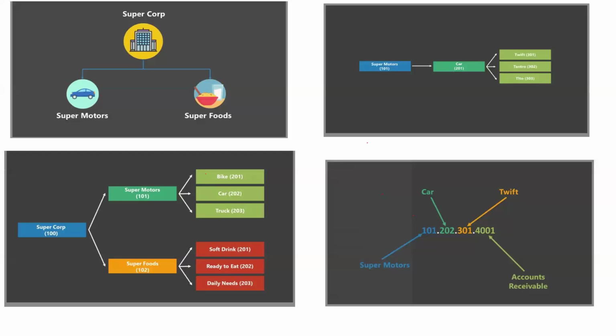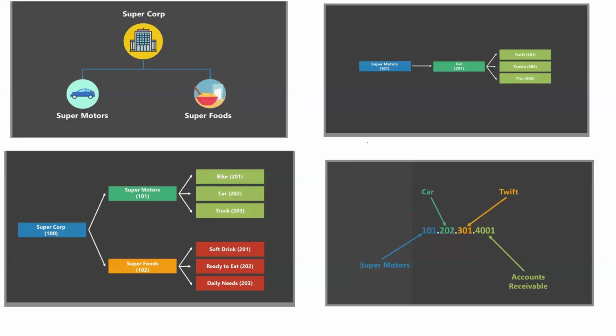At each business level, say the Super Motors level, we have different categories: bike, car, truck. A bike category we recognize as 201, the car category as 202, and trucks as 203. For the food-related company, you can create the same account configuration and account values, but the identification is different: soft drink 201, ready to eat 202, daily needs 203. But here the company is changed. We use the same segments, but the companies are changed.